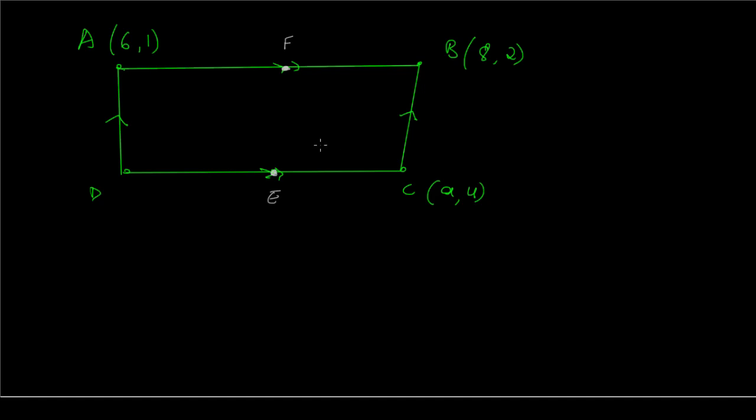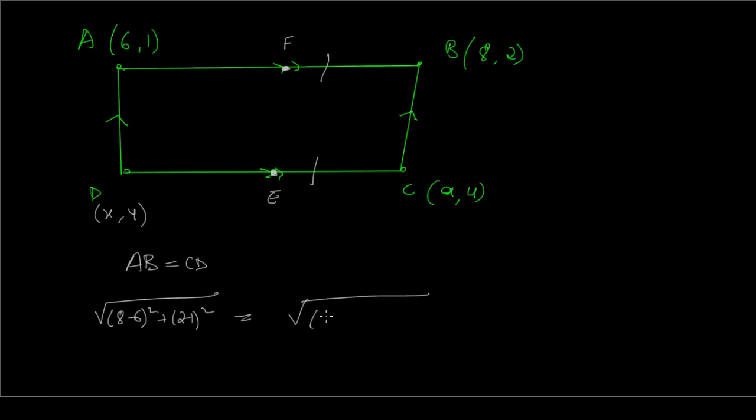AB is a side. Now you know that ABCD is a parallelogram, so you can say that this distance will be equal to this distance. So you can say that AB will be equal to CD. Now AB distance will be root over 8 minus 6 whole square plus 2 minus 1 whole square by the distance formula. And CD distance, you don't know D. So let D be x comma y. You can find D. So root over 9 minus x whole square plus 4 minus y whole square.